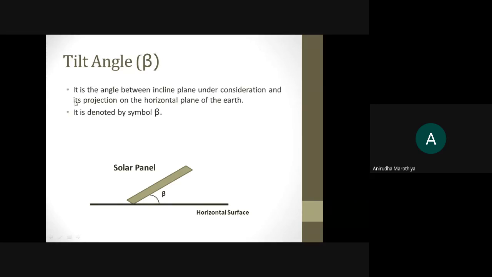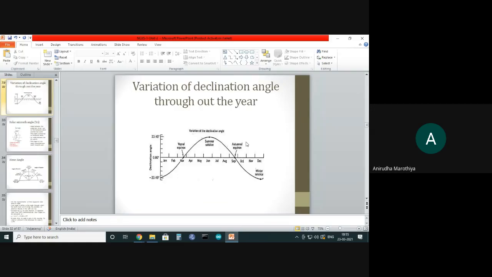So write down this definition. It is the angle between inclined plane under consideration and its projection on the horizontal plane of the earth, and it is indicated by symbol beta. So it is the angle between inclined plane under consideration and its projection on the horizontal plane of the earth. It is denoted by symbol beta. So this you have to remember.